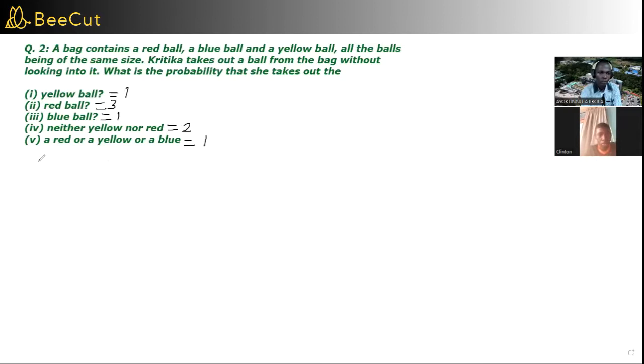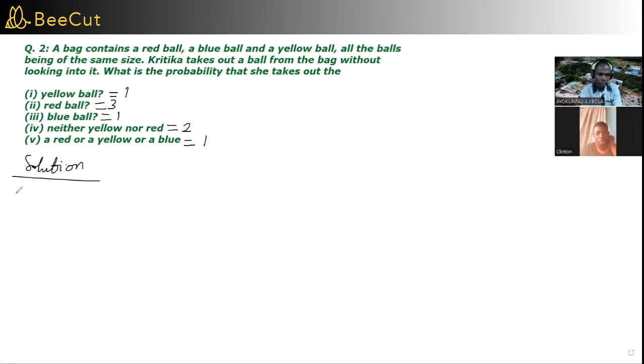Now, let's look at the solution together. So the bag contains 1 red ball, 1 blue ball, and 1 yellow ball, all the balls being of the same size. Kritika takes out a ball from the bag without looking into it. So what is the probability that she takes out a yellow ball, a red ball, a blue ball, neither yellow nor red, a red or a yellow or a blue?